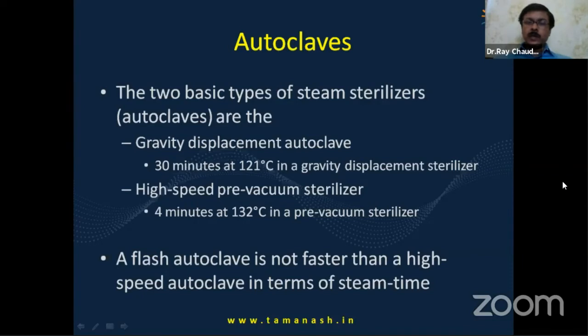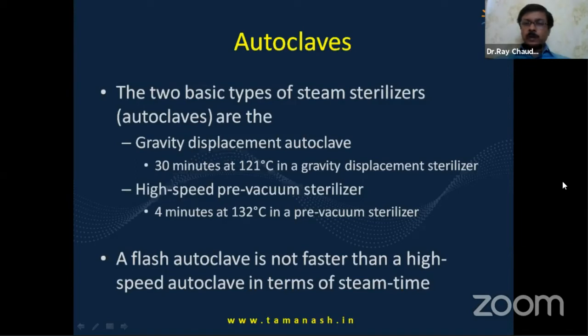One is the gravity-dependent autoclave, which is the vertical autoclaves that you see, in which the steam is let in through the sides and the bottom part, and as it floats up, it pushes the air out. However, gravity-dependent autoclaves have a problem that they do not drive air out of the luminous instruments, that is instruments with lumen, most notably tubes.